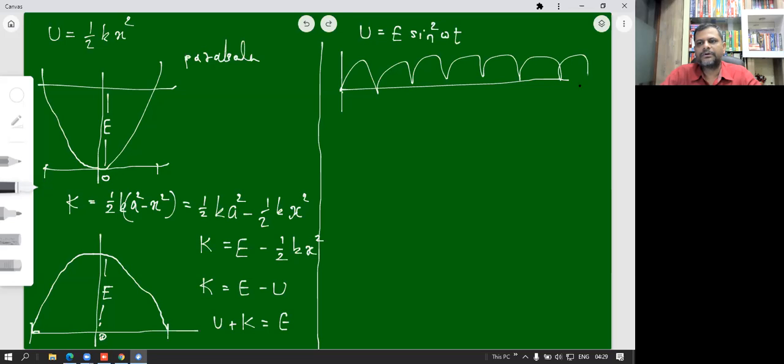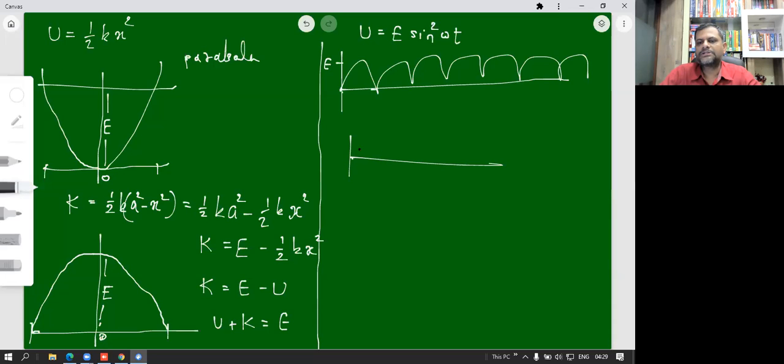This type of graph will be obtained here. So this value is e. The maximum value here is going to be e, and at the same time, because of this sine square, the graph will just oscillate up and down, but it will never go into the negative side like normal sine.